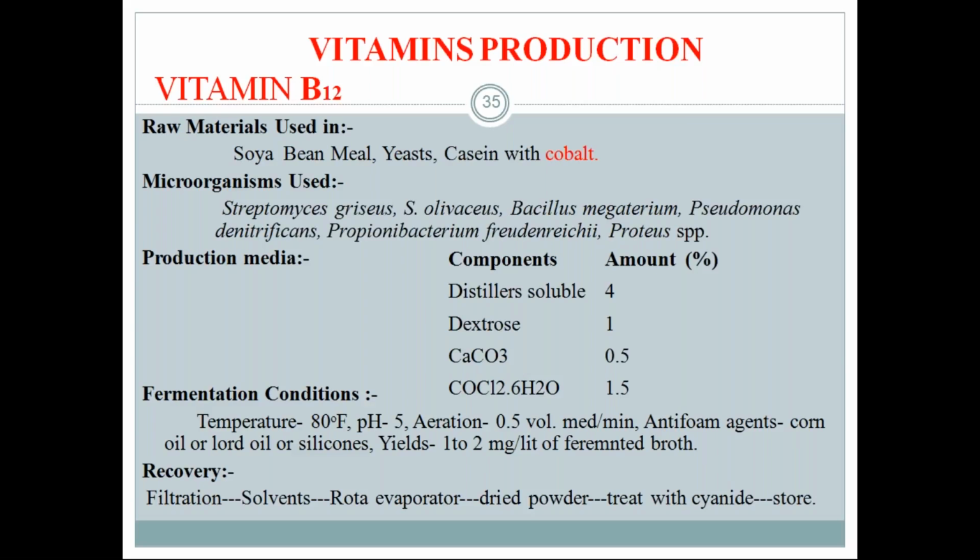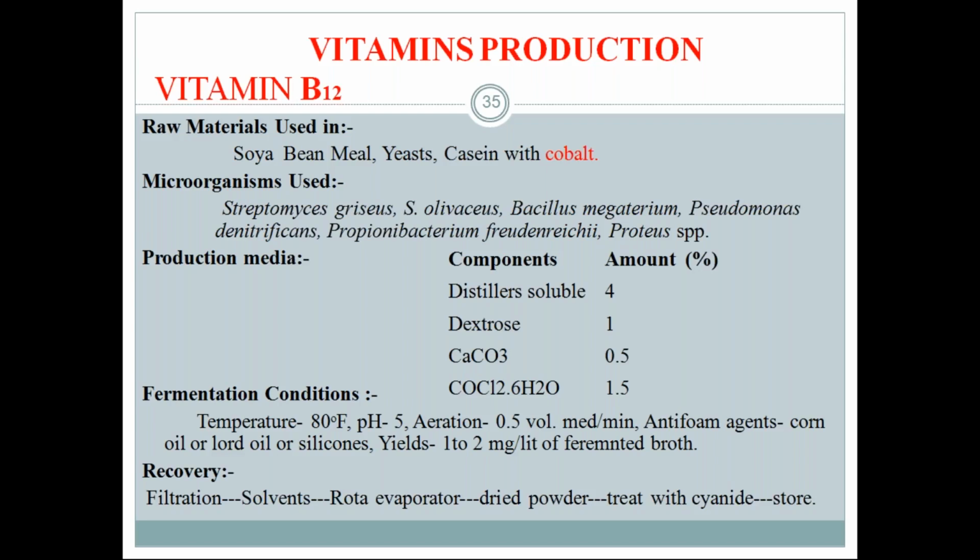Production media contains distillers solubles 4%, dextrose 1%, CaCO3 0.5%, and CoCl2·6H2O 1.5%. Fermentation conditions: temperature 80 degrees Fahrenheit, pH 5, aeration 0.5 volume per medium volume per minute. Antifoam agents, corn oil or lard oil or silicones, are used. Yield is 1 to 2 milligram per liter of fermented broth. Recovery is carried out by filtration, then solvent extraction, rotary evaporator, and dried powder. Then treat with cyanide and store it or use it.